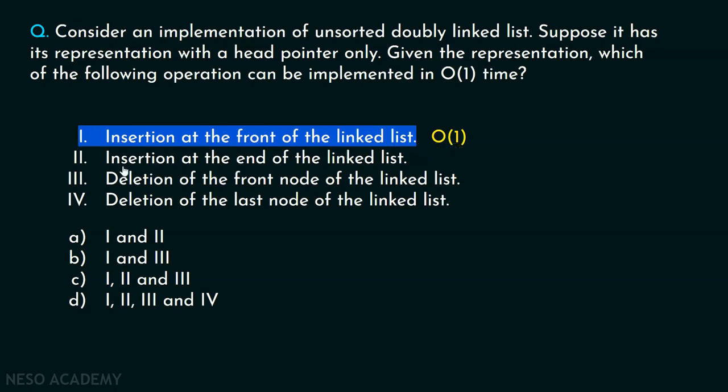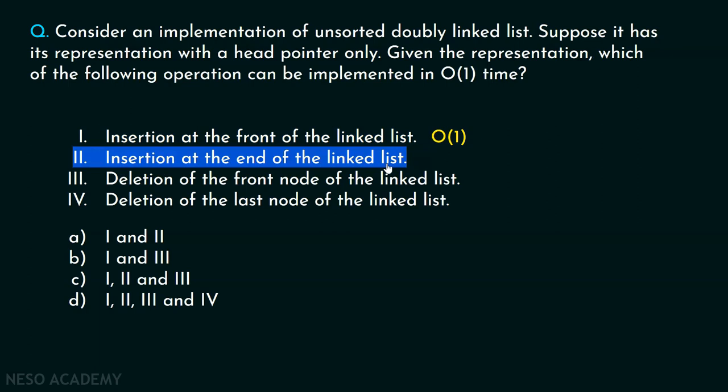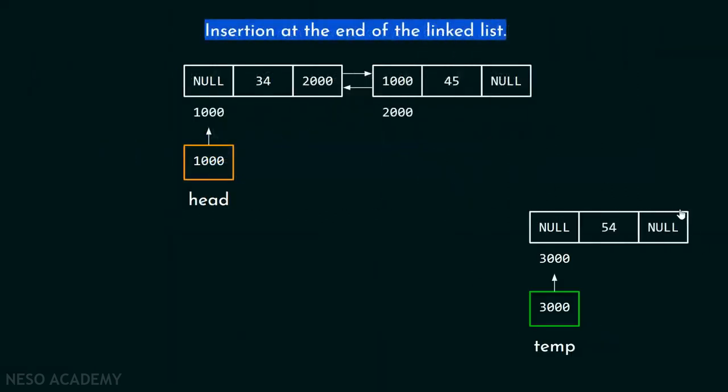Now let's discuss this operation, that is insertion at the end of the linked list. Let us suppose we want to add this node at the end of the linked list. Now let me tell you, we do not have any tail pointer that is pointing to the end node, that is the last node of the linked list, right? We only have a head pointer. Definitely we need to traverse the list. In order to traverse the list, we need a temporary pointer. Let the temporary pointer be temp2, which is currently pointing to the first node of the list.